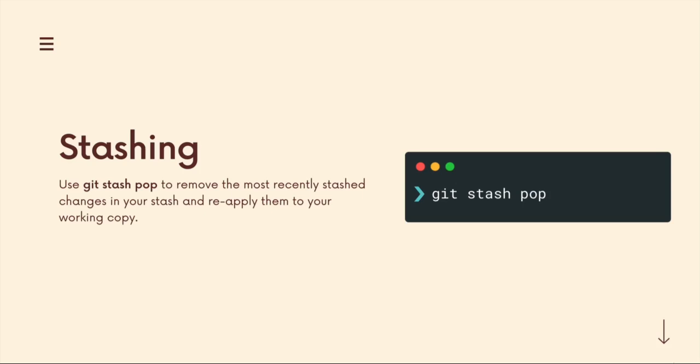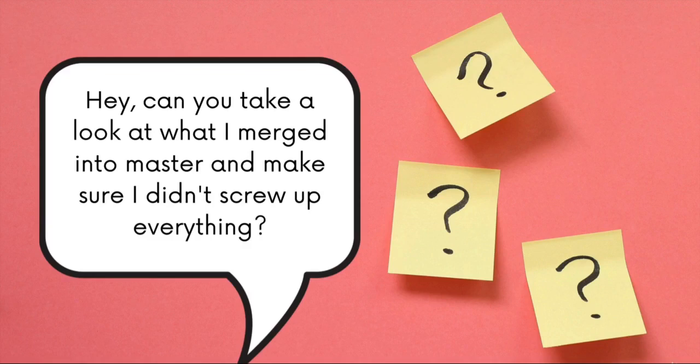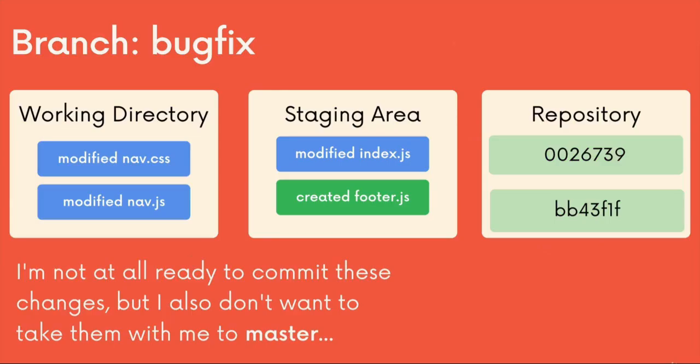So I'll show that. And I'm going to show a little workflow here, some diagrams. So let's say I'm on the bug fix branch. You can see I've got the working directory, some changes I've made. I've modified 2 files. I've staged 2 files, but I'm still not ready to make a commit for whatever reason. And then here's the actual repository with our commits. And I'm working on fixing a bug, but then one of my coworkers needs help. He says, hey, can you take a look at what I merged into master, make sure I didn't screw up everything? Okay, so I need to quickly hop over to master, but I need to first stash my changes because I'm not ready to commit them.